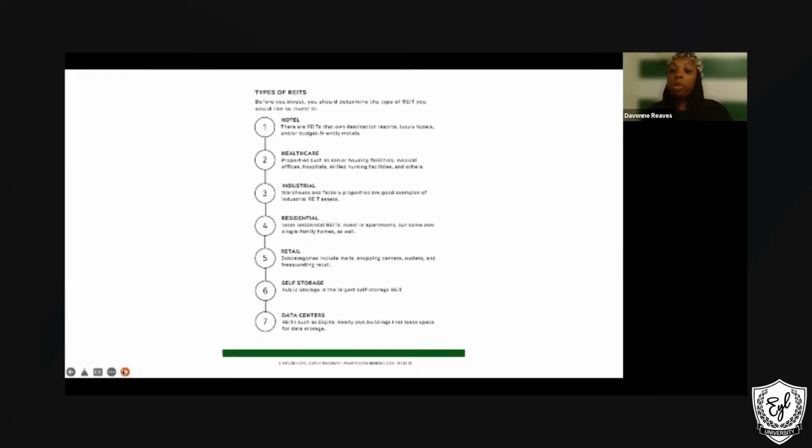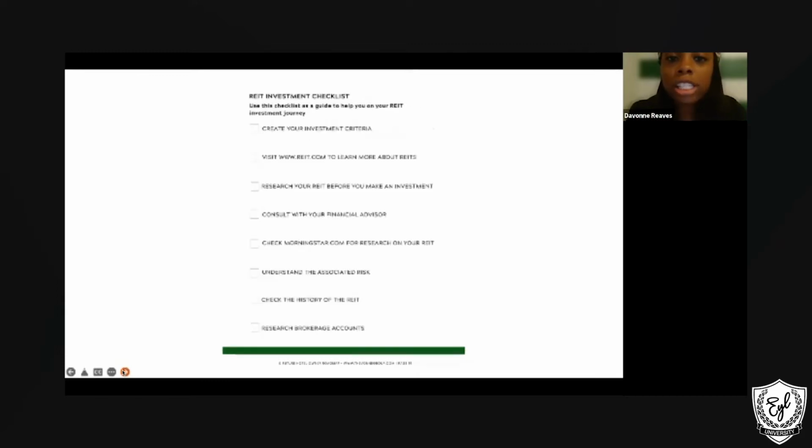Okay. So I just wanted to give you all options since we have a lot of passive investors who want to invest. So here's a checklist to kind of get you started. Create your investment criteria, which we'll go over in a few. Go to REIT.com to learn more about REITs and research the REIT before you make that investment. And if you don't have a financial advisor, please consult one. Check Morningstar to do research on your REIT, morningstar.com.